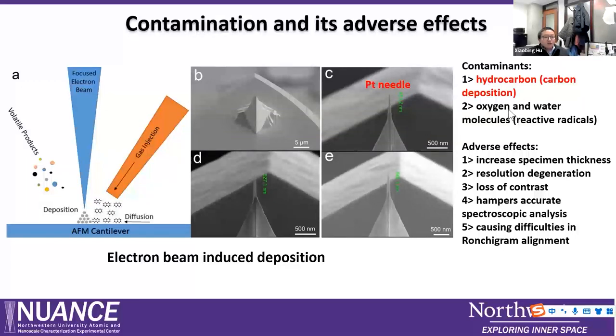The main source of contamination is hydrocarbon contamination, because the hydrocarbon itself is not stable. Under the electron beam, it very easily decomposes and then redeposits on your sample. The TEM grid, for example, is also carbon. It's pure carbon, and that's good because that carbon is very stable under the electron beam. That's why the main contaminant is hydrocarbon.